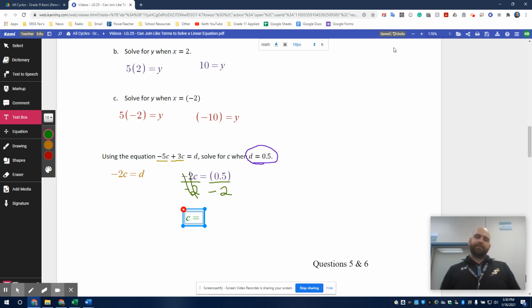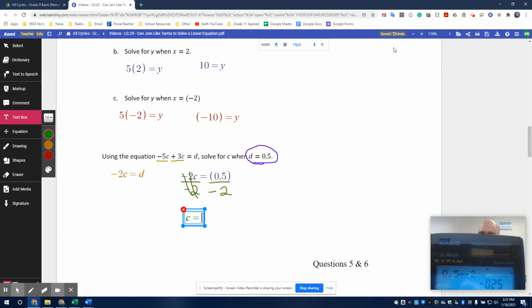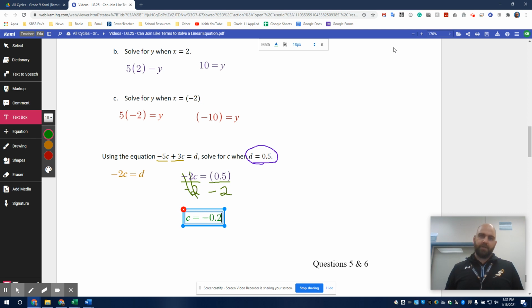And now we need to do 0.5 divided by negative 2. Well, 0.5 divided by 2 would be 0.25, and you can use a calculator for that if you need. And because we're doing a positive divided by a negative, it's going to be a negative. Now, on my calculator here, I'm going to do 0.5 divided by negative 2. You'll notice I'll put it up to the screen. There we go. It gives me negative 0.25. So c is equal to negative 0.25, and that would be our final answer. So when d is equal to 0.5, our c is negative 0.25.